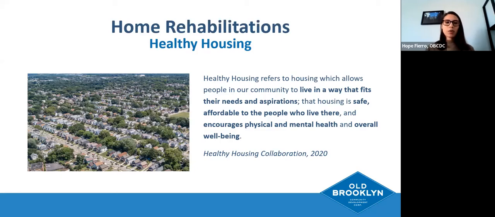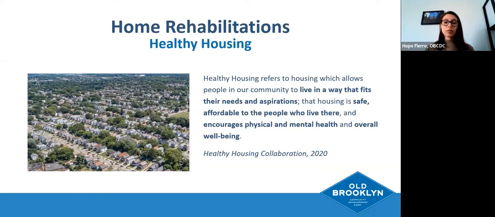So in 2020, Old Brooklyn CDC and other community partners came together to form something called the Healthy Housing Collaboration. So this allowed for us and our community partners to work more effectively together. A lot of us are doing work within the community that might overlap. And so it's important for us to communicate so we can make more of an impact and be more effective.